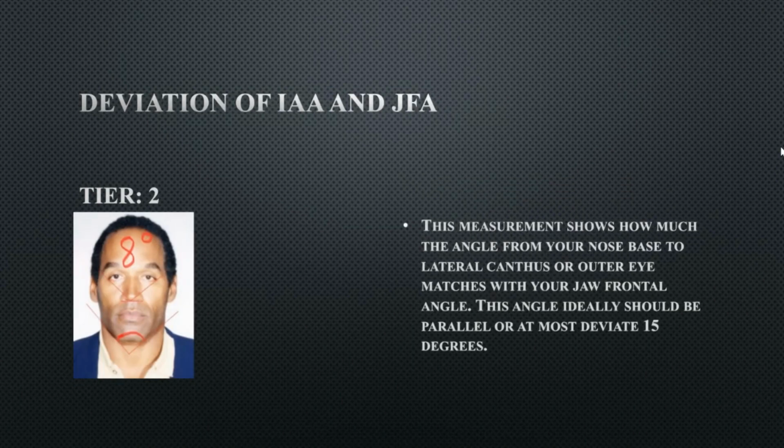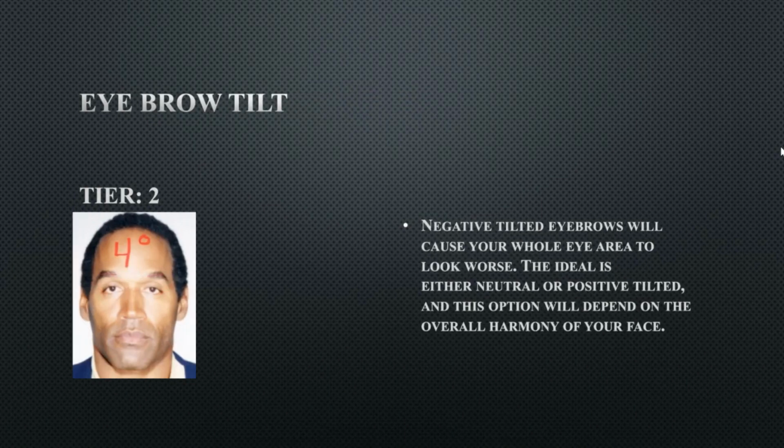His deviation from his midface to his jaw frontal angle is at 8 degrees, and that is near ideal. Ideal is at least 5 degrees or less, so he is very close to it. His eyebrow tilt is at 4 degrees, so the tilt of his eyebrows is at 4 degrees, but it does look neutral. But if you look at the arches of the eyebrows, it does have a tilt to it.